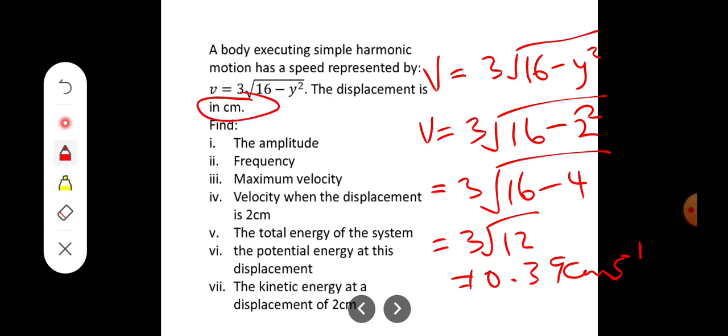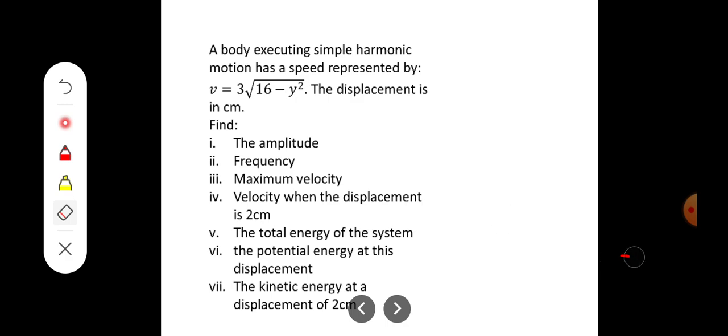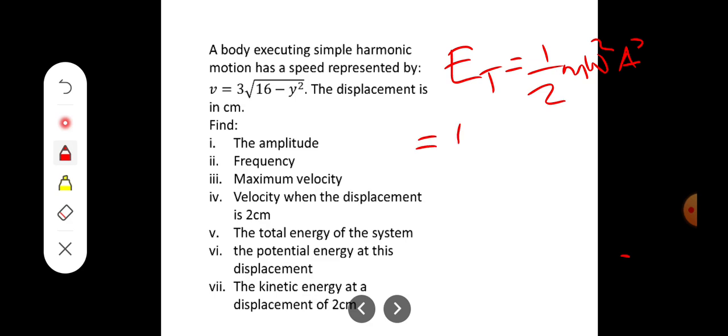Okay. Now the next is total energy of a system. I want you to know that the total energy of a system has a formula. ET is half m omega squared a squared. Please note that: half m omega squared a squared. We are not given the mass, so we are going to assume a unit mass, maybe 1 kilogram. So this will be half times the mass m. We are assuming 1 kilogram, which is supposed to be given but is omitted in the question.